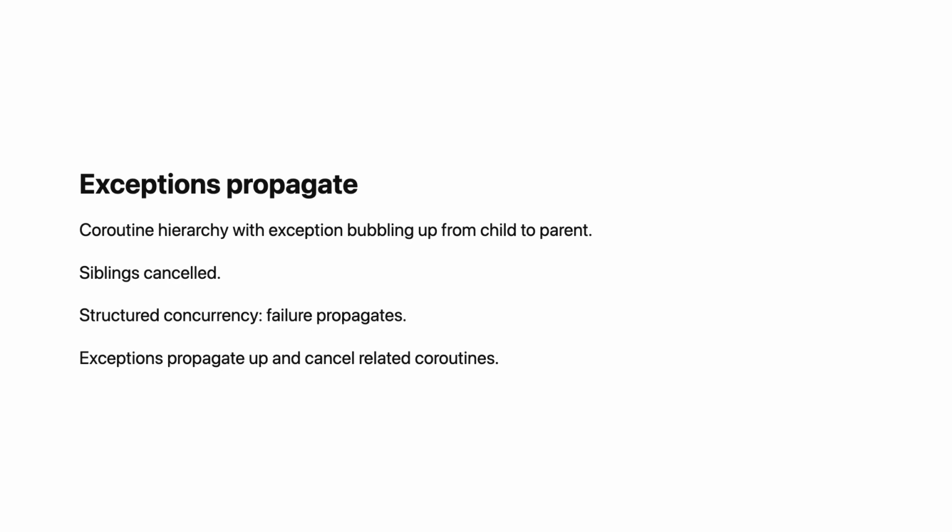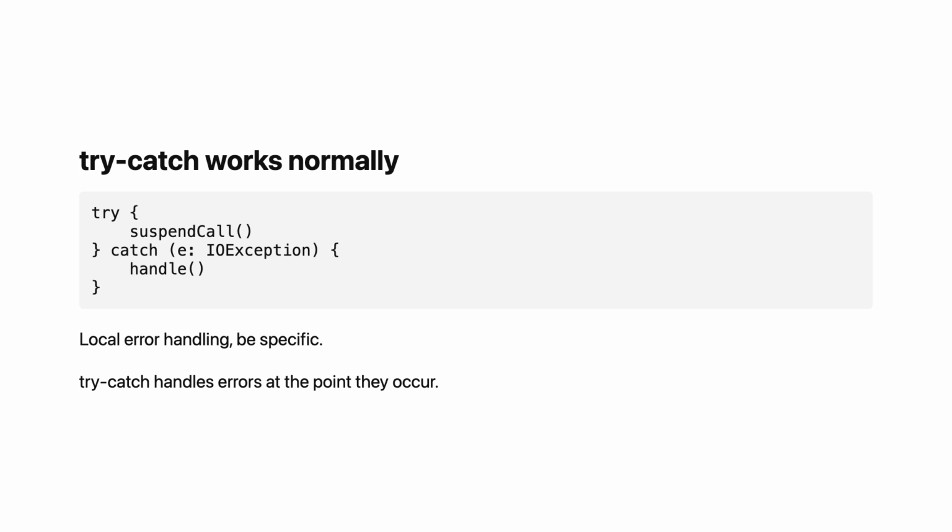The simplest approach, try catch. Wrap the code that might fail in a try block. Catch the exception, handle it. Suspend fun fetchData: try the network call, catch and handle the error. This works exactly like regular code. Inside a coroutine, try catch works normally. You can catch exceptions from suspend function calls.